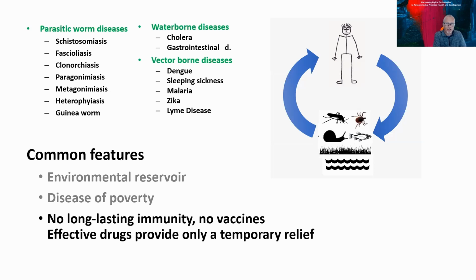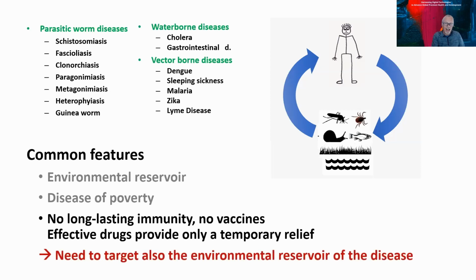So most importantly, for a lot of these diseases, we do not have vaccines. And sick people can be treated, which is great, but treatment does not protect from reinfection. Therefore, targeting the environmental reservoir or preventing exposure are two key approaches for fighting these diseases. And the goal of my talk today is to show how digital technologies can help to address this problem.